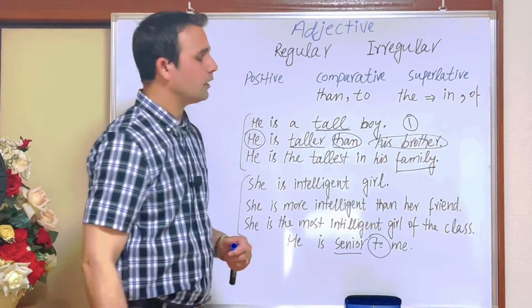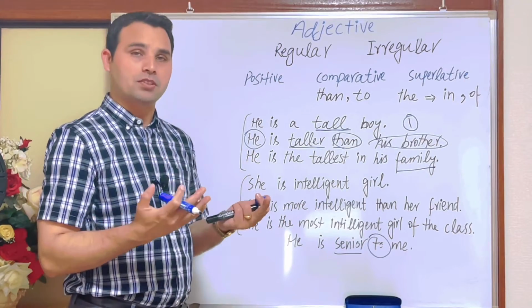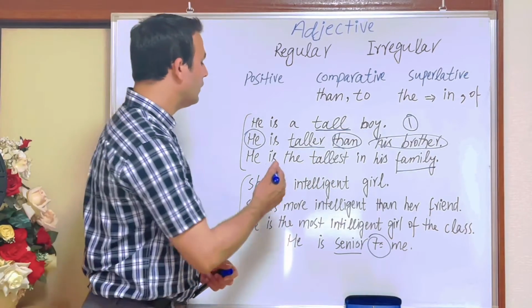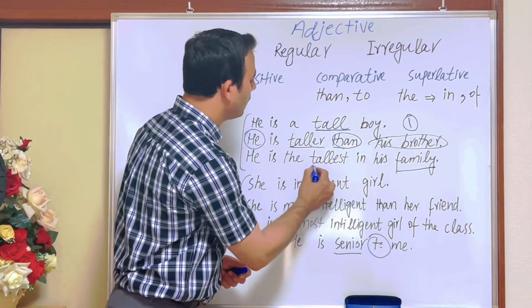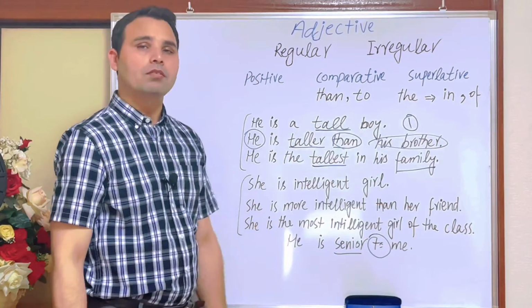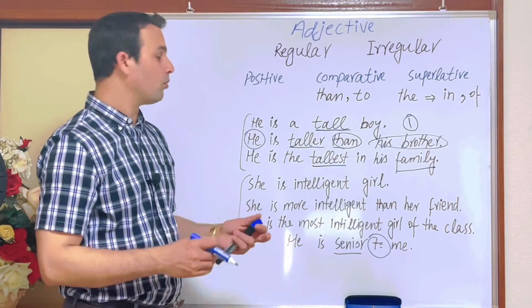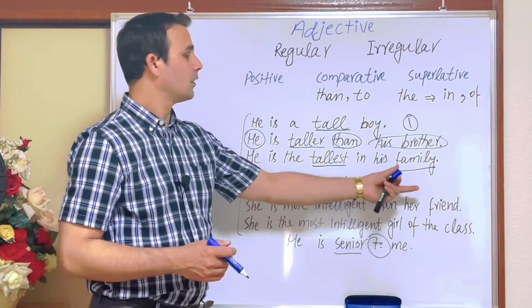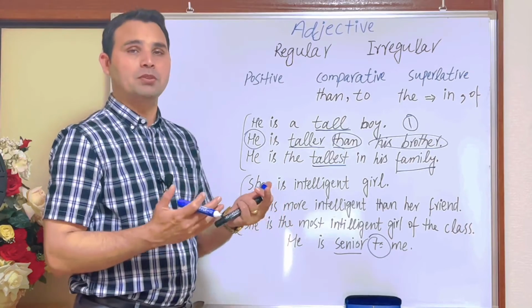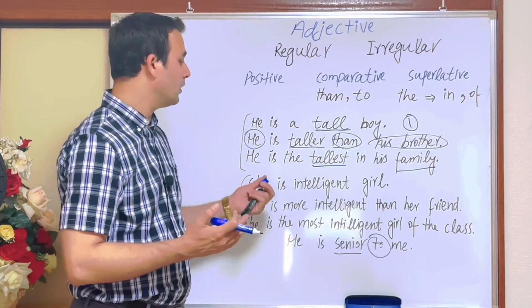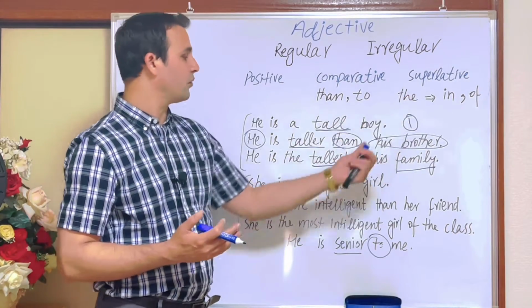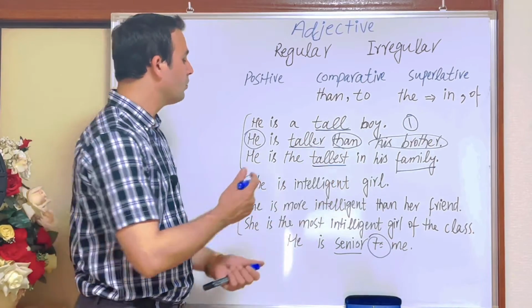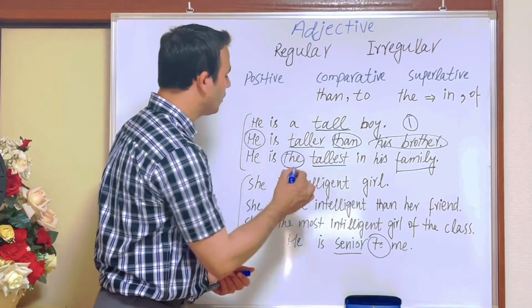Family is more than three persons. It's a group of people. And here we have used the superlative degree tallest, because now we are going to compare a person with a group of people, means with family. So here we have to use the superlative degree tallest, and before we use the superlative degree, we have to use the article the.